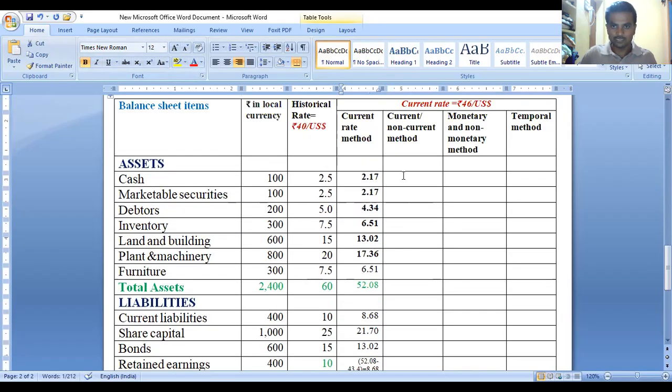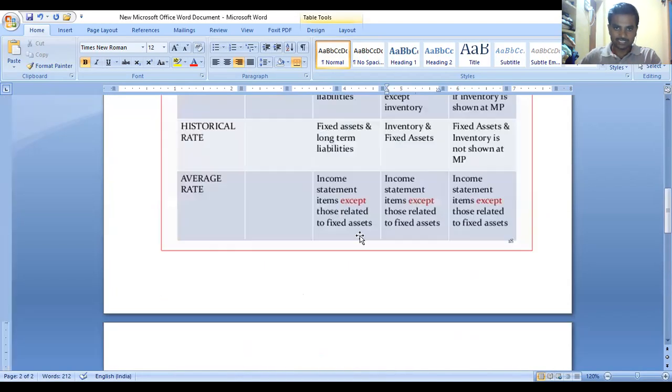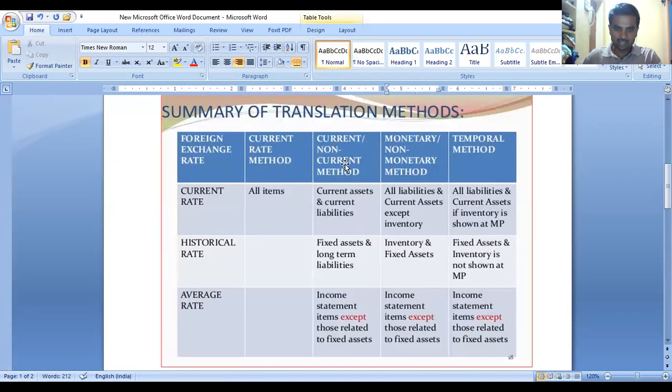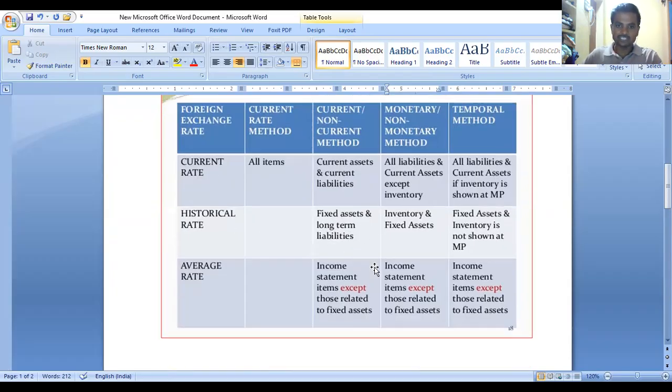Next, we can go for the current and non-current rate method. The procedure says that all the current assets and all the current liabilities should be converted at the current rate. All the long-term liabilities and fixed assets should be converted at a historical rate.